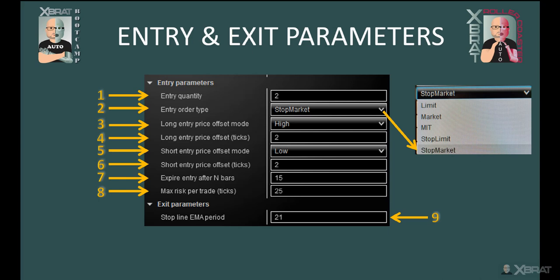The exit parameters, basically, the stop line EMA period is where the trailing stop gets printed. One caveat here: the trailing stop does not start to print until the EMA goes through that opening price. That's number 9 here, and you'll see that more on the chart when we go to it. But again, we can alter this. So 21 is pretty much the standard for this strategy, but if you wanted to go more aggressive with a 13, 11, or even a 7 or a 5, that would just be more aggressive on that trailing stop. More will become clear on the next slide with the chart.